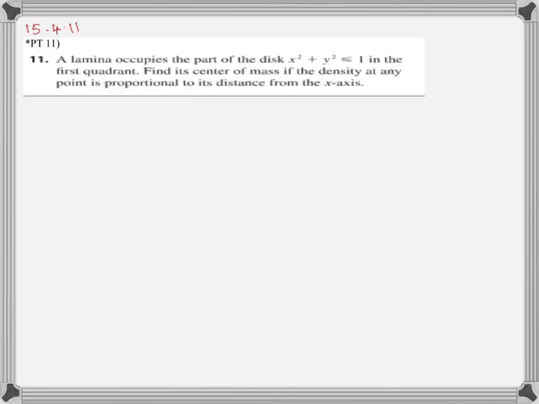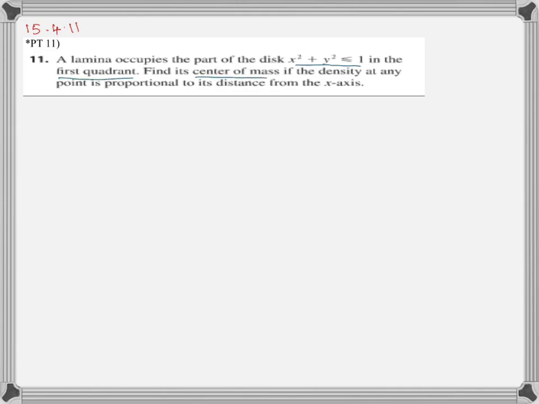Hi, in this video, I will be showing you problem number 11 of chapter 15, section 4. A lamina occupies the part of the disk x squared plus y squared less than or equal to 1 in the first quadrant. Find the center of mass if the density at any point is proportional to its distance from the x-axis.